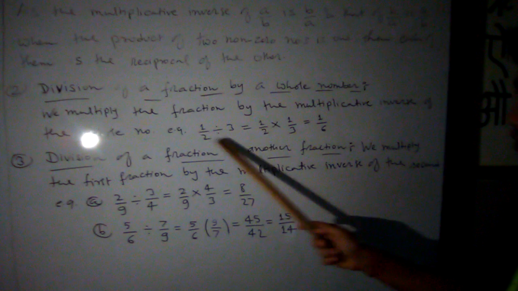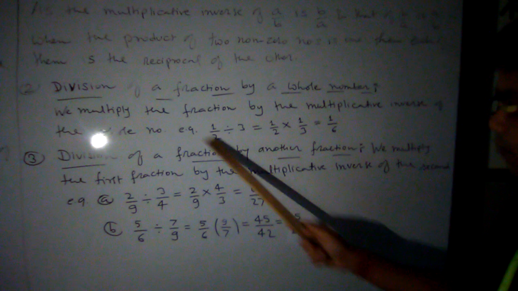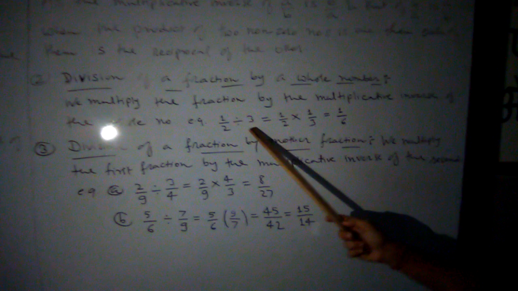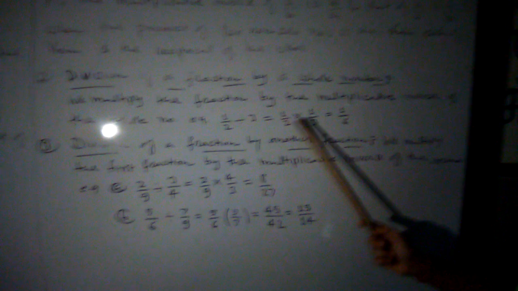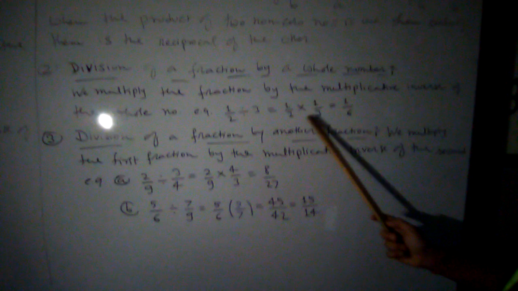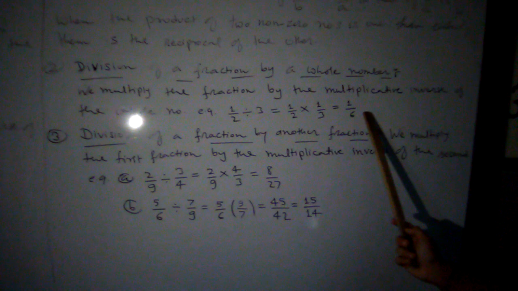Let us understand this through an illustration of this example. Suppose I want to divide half by 3. So this division will get replaced by multiplication and 3 will get replaced by its reciprocal, that is 1 by 3. And finally it will simplify to 1 by 6.